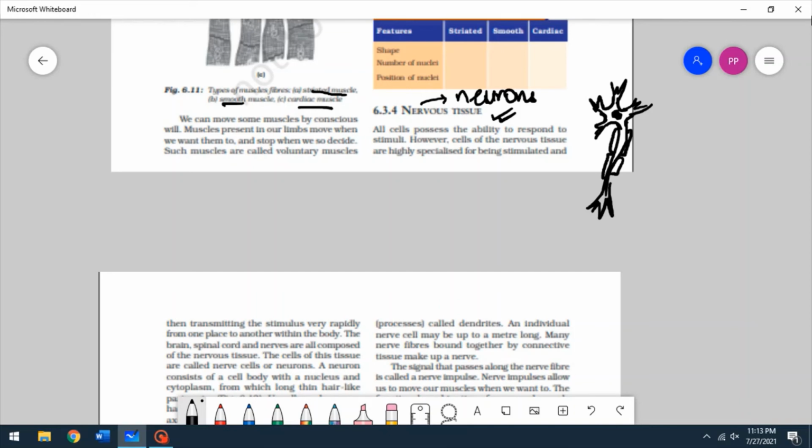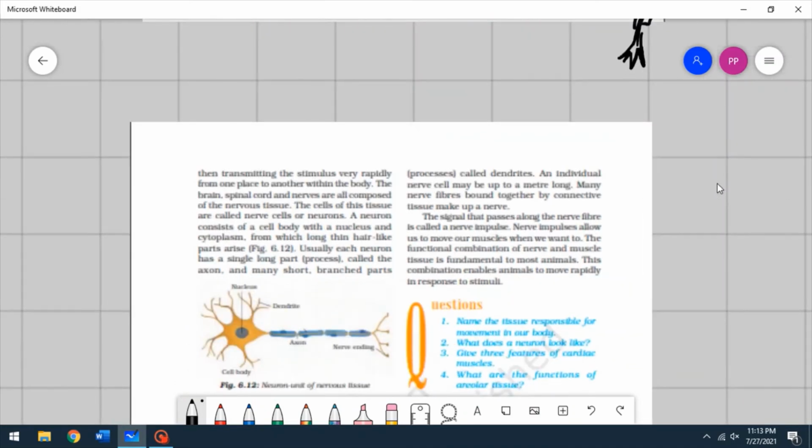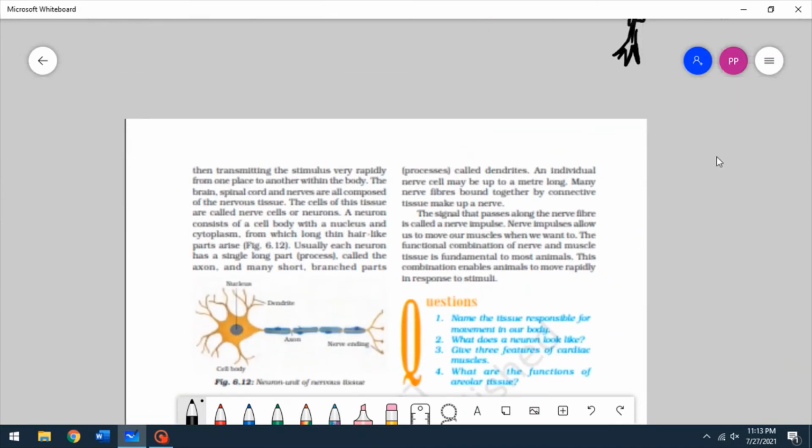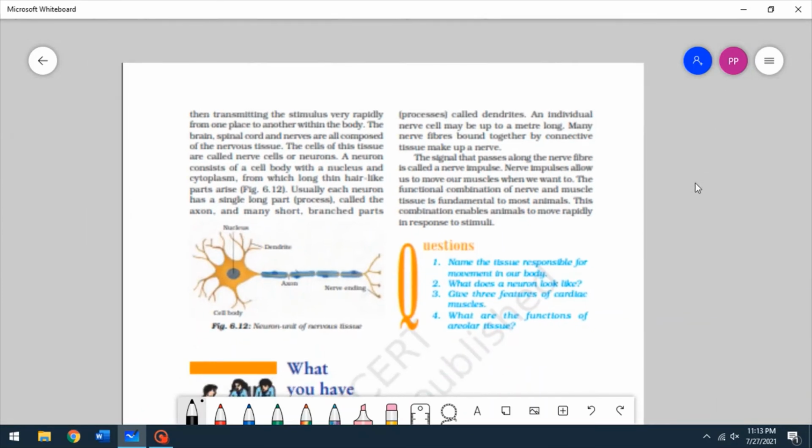It is in charge of relaying messages. It is in charge of the communication between different parts of the body, and it helps the body respond to internal and external stimuli. So this is the cell body, the nucleus, the dendrites, which are the branch-like structures. This is the axon, and these are the nerve endings or the terminal branches.